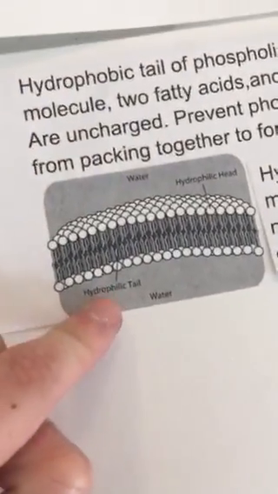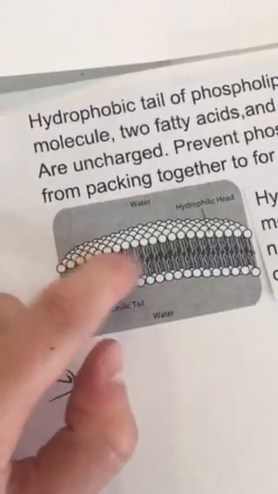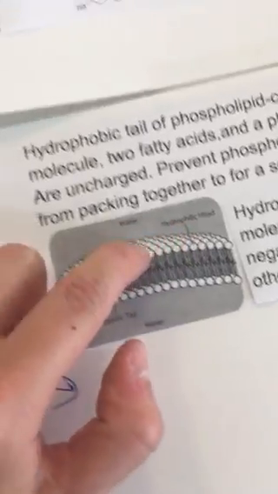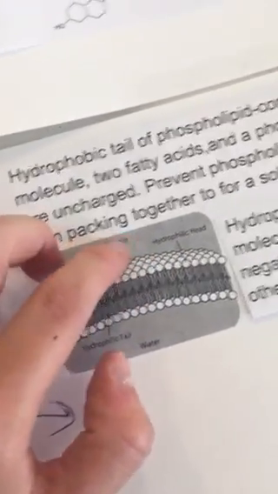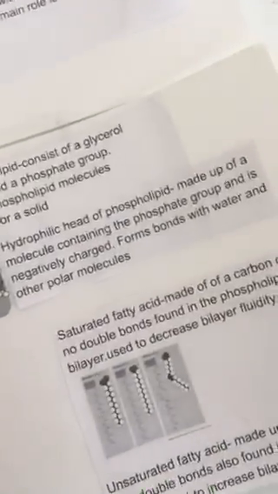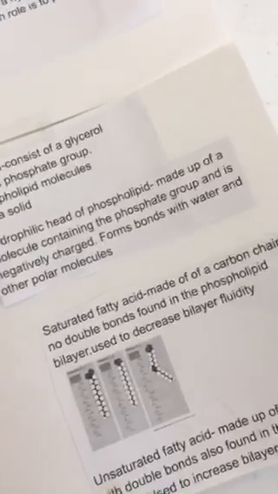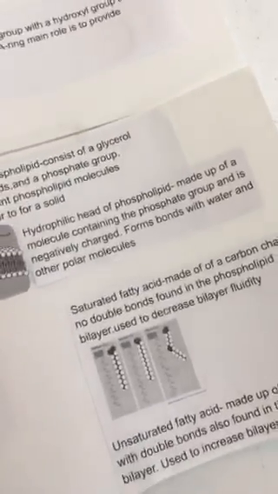So here we have a picture of the hydrophobic tails, which you can see are inside because they do not like water. And then we have the hydrophilic heads, which are outside, and then we have water here. The hydrophilic heads of the phospholipid are made up of a molecule containing the phosphate group and are negatively charged. They form bonds with water and other polar molecules.